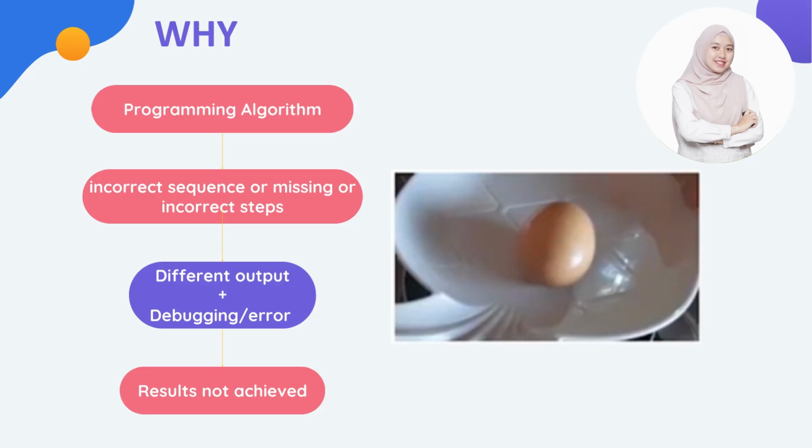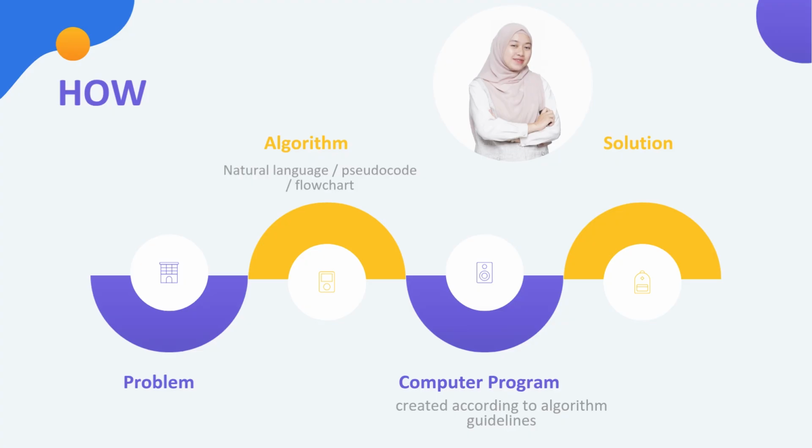But if the sequence is wrong, or if there is a missing or incorrect step, the program may produce the wrong output, or even crash. This leads to debugging, errors, and wasted time. This is how an algorithm executes.